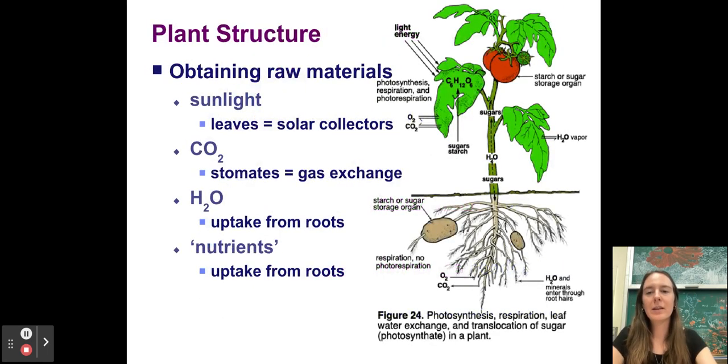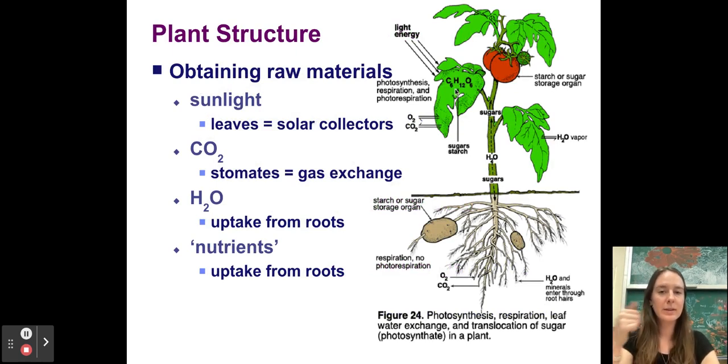Here is a look at the plant structure. Plants get their energy from the sun through their leaves. Leaves have, and we'll talk about this in a moment, the special ability to capture light. Carbon dioxide enters through little pores in the surface of a leaf called stomata. This is where gas, air, carbon dioxide is coming in.